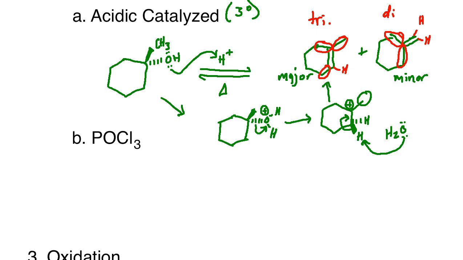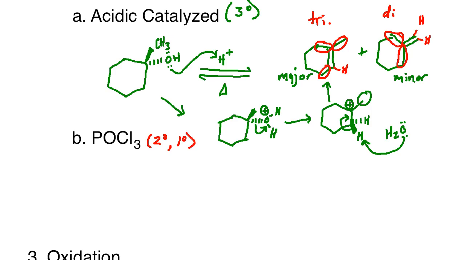POCl3 is an acid. It's a Lewis acid, so it's an electron acceptor. When you use POCl3, it will do the same thing as the acid catalyzed reaction. However, it does not create carbocation intermediates. Because of that, the POCl3 reagent is utilized for secondary alcohols, and sometimes you can get away with some primary alcohols using POCl3.